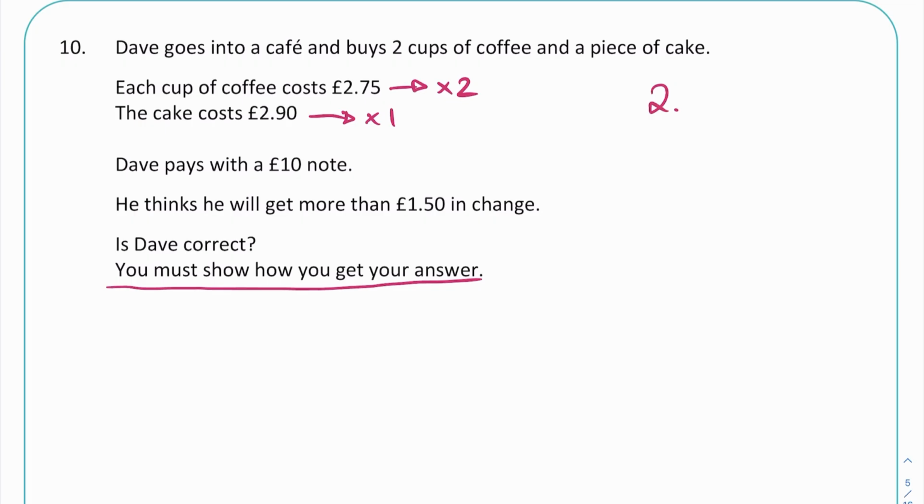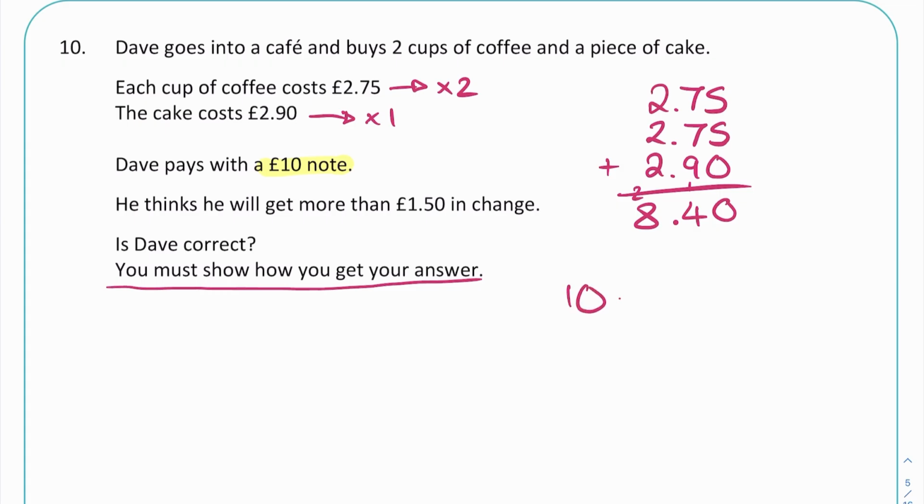So if we add those up, we've got £2.75, another £2.75, and £2.90, and add those all together. So 5 and 5 is 10, 7 and 7 is 14, plus the 9, 23, plus the 1, 24, carry the 2, and then 2, 4, 6, 8, and that's £8.40. So in total they add up to £8.40. Now you can probably see in your head, if we're paying with a £10 note, we're going to get £1.60 change. But we must show how we get our answer. So I'm going to write 10 take away £8.40, and that is equal to £1.60.